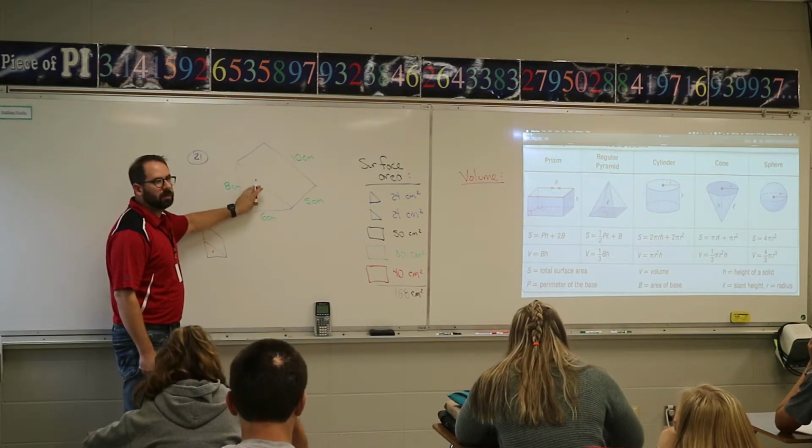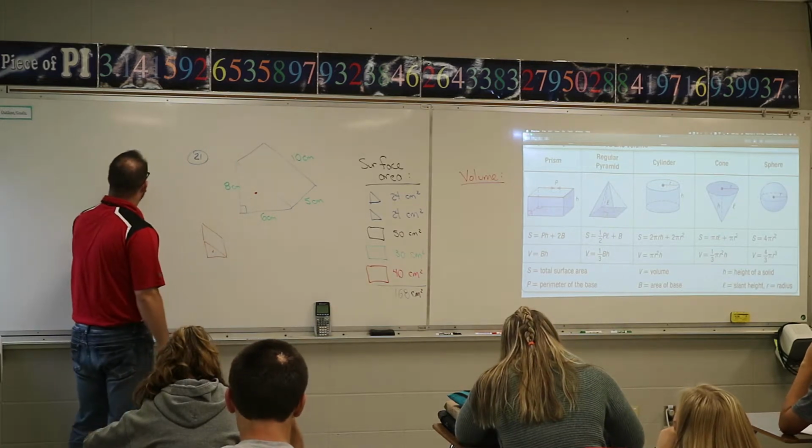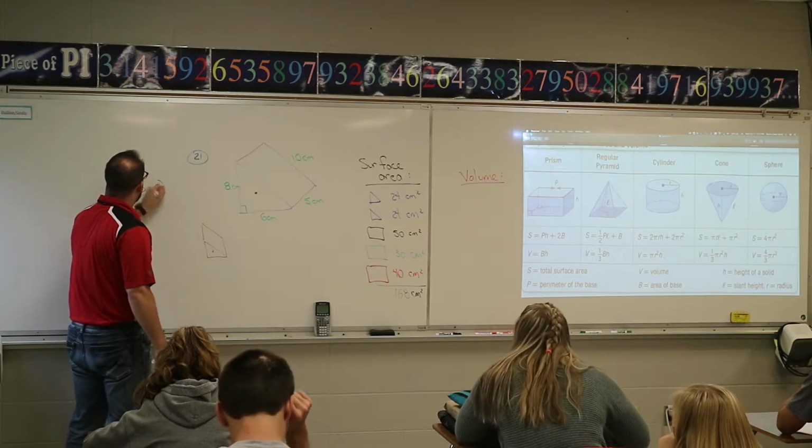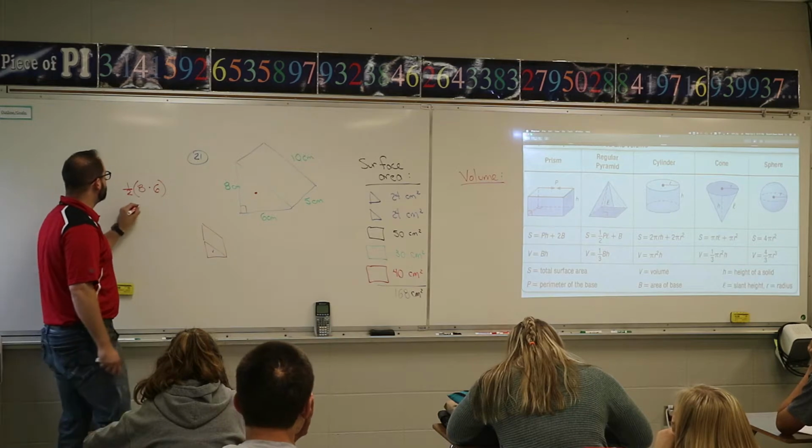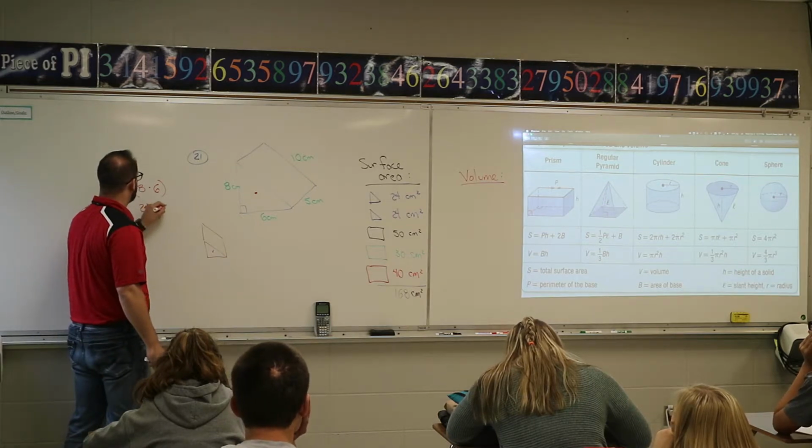What's the number? Okay. Base times height, and then cut it in half, right? That's the area of the triangle. This turns out to be 24 centimeters squared again.